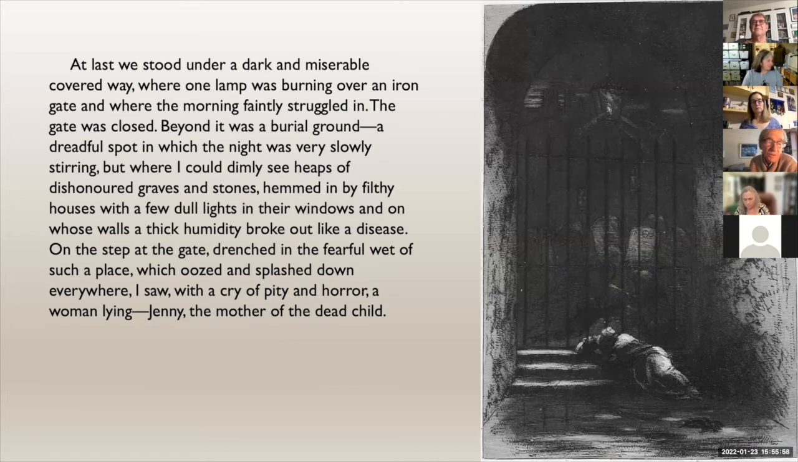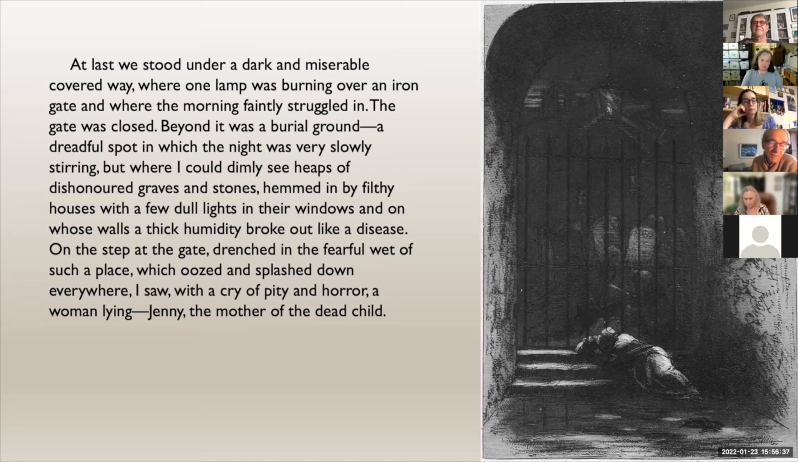At last, we stood under a dark and miserable covered way, where one lamp was burning over an iron gate, and where the morning faintly struggled in. The gate was closed. Beyond it was a burial ground, a dreadful spot in which the night was very slowly stirring, but where I could dimly see heaps of dishonored graves and stones hemmed in by filthy houses with a few dull lights in their windows and on whose walls a thick humidity broke out like a disease.